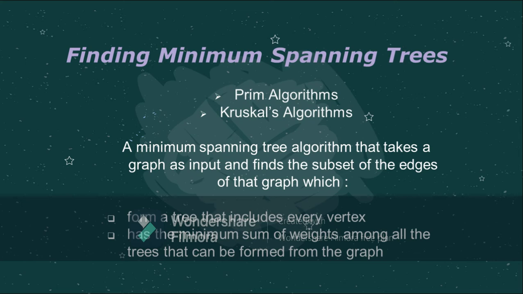The second one is the Kruskal algorithm. Kruskal algorithm finds the minimum spanning tree of an undirected edge-weighted graph. If the graph is connected, it finds a minimum spanning tree. A minimum spanning tree of a connected graph is a subset of the edges that forms a tree that includes every vertex, where the sum of the weight of all the edges in the tree is minimized. For a disconnected graph, a minimum spanning forest is composed of a minimum spanning tree for each connected component.